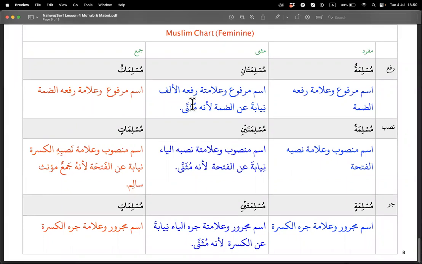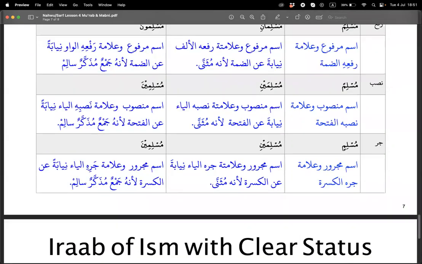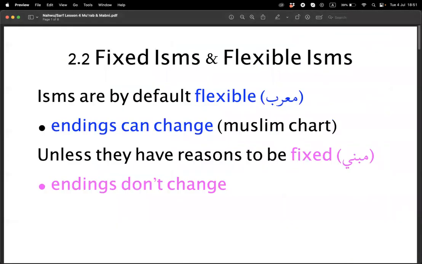Inshallah, when we do much more exercises, when we start to do i'rab, then it will all come together. Any questions? No. Okay, so we have finished our class for today, a bit early.